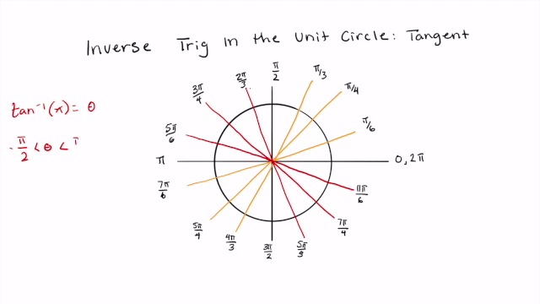Inverse tangent has the exact same bounds as the inverse of sine. So it's negative pi over 2 to pi over 2. So whatever answer we get when we start looking at the inverse of tangent, we need to make sure that it falls within those bounds, really just quadrant 1 and quadrant 4.